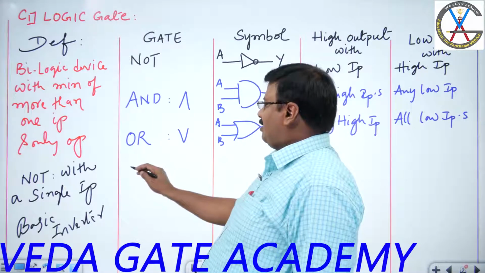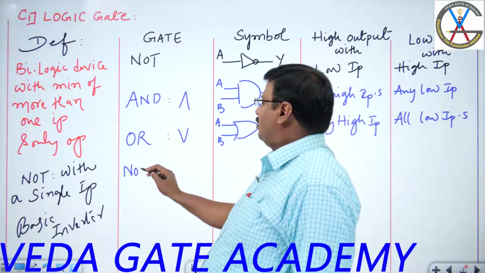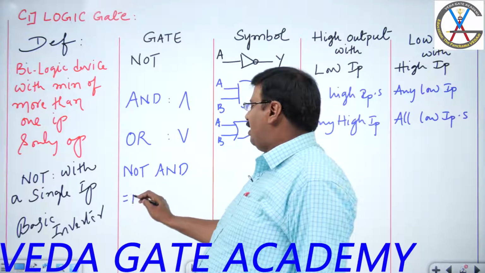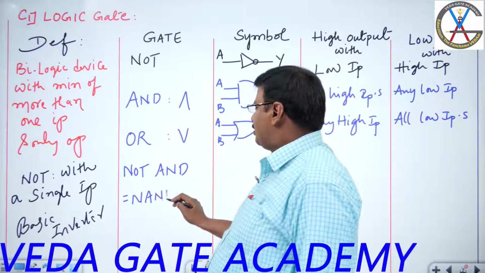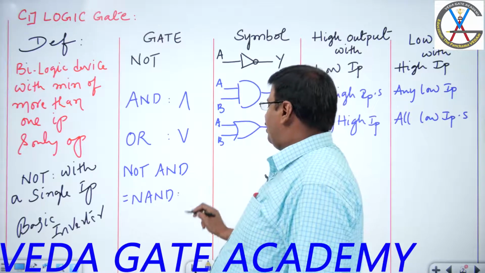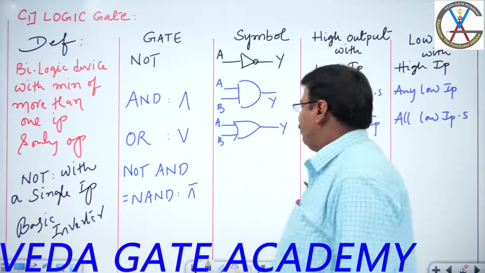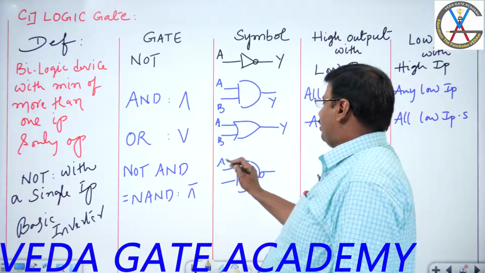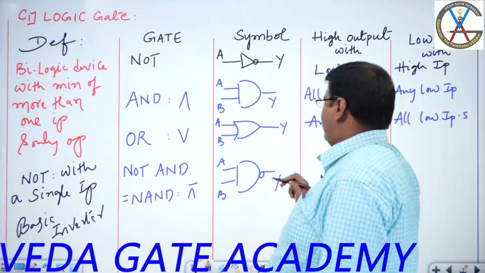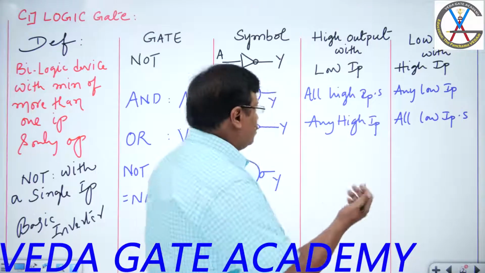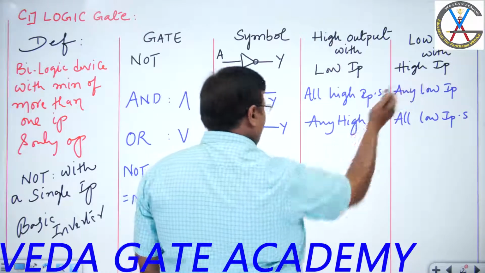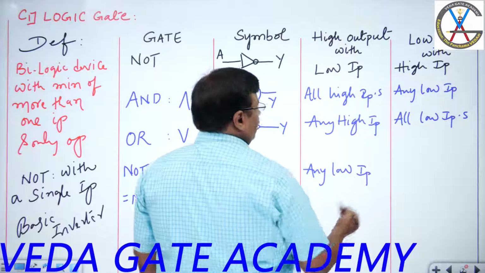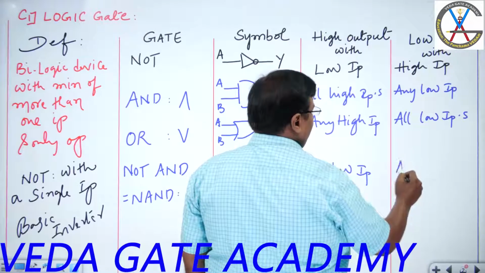And we have a next gate, NOT AND, which is equal to NAND. It is NOT AND, equal to NAND. So AND with inverter. The symbol is AND gate with an inverter bubble. So A, B and Y. And reverse to AND: high output with any low input, and low with all high.